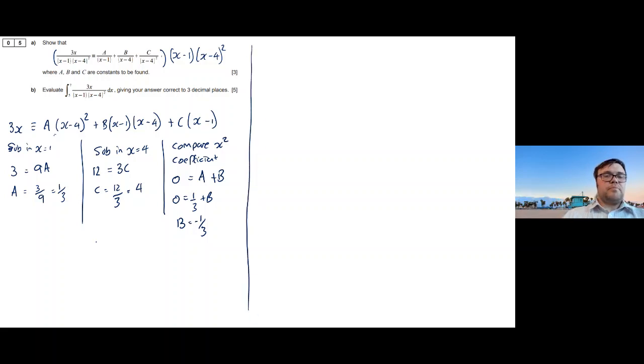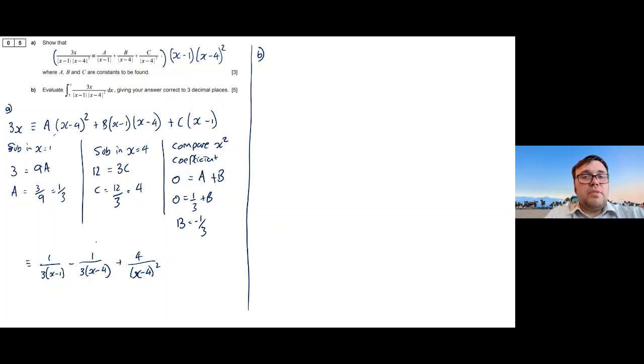I put the line down so I can work it out. So this is b. So then in doing so, we found a, b, and c. I would like to tidy it up so that we're saying that this is equivalent to 1/3 over x minus 1, plus the minus 1/3 over x minus 4, then it is plus 4 over x minus 4 all squared. That's better. Done. There's your 3 marks.